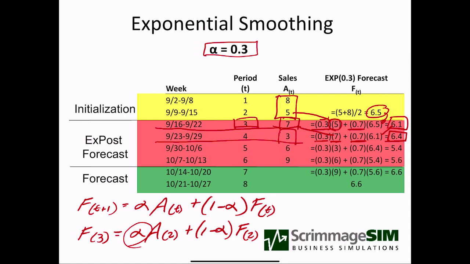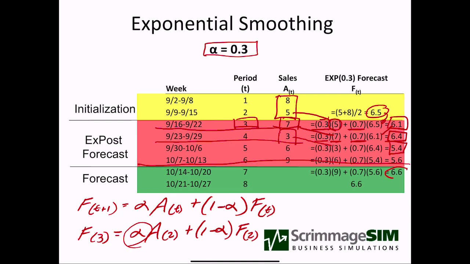So our next forecast is going to take 30% of that sales value we just saw, which was significantly lower. Still 70% of the 6.4 we predicted, which results in a forecast of 5.4. We do this throughout the whole ex post forecast period where we have data.